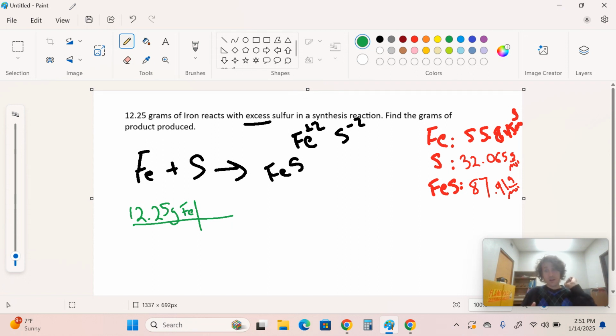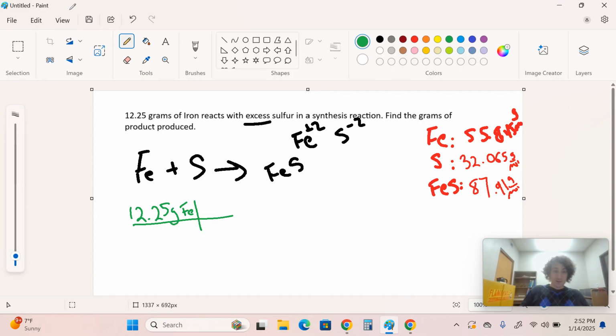If it says that 5 atoms of this react with 4 atoms of this, that's a ratio of 5 to 4. But I can't count individual atoms, right? So we use moles. If it's 5 moles of this to 4 moles of this, that's the ratio. But I need to get it in moles in the first place. So I need to convert it to moles.